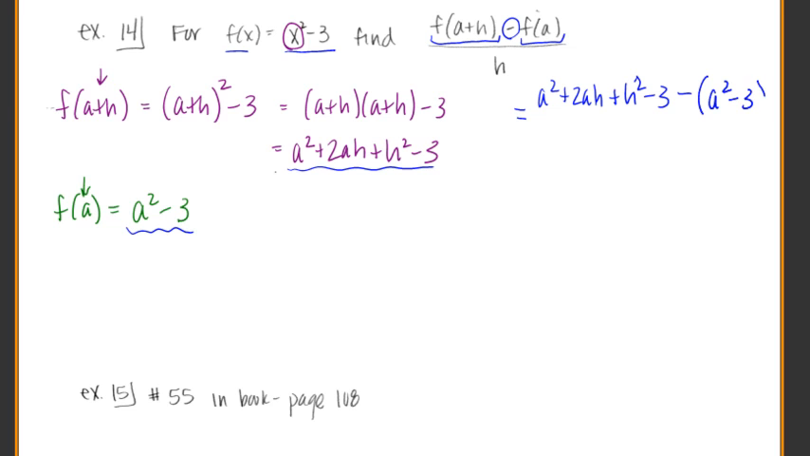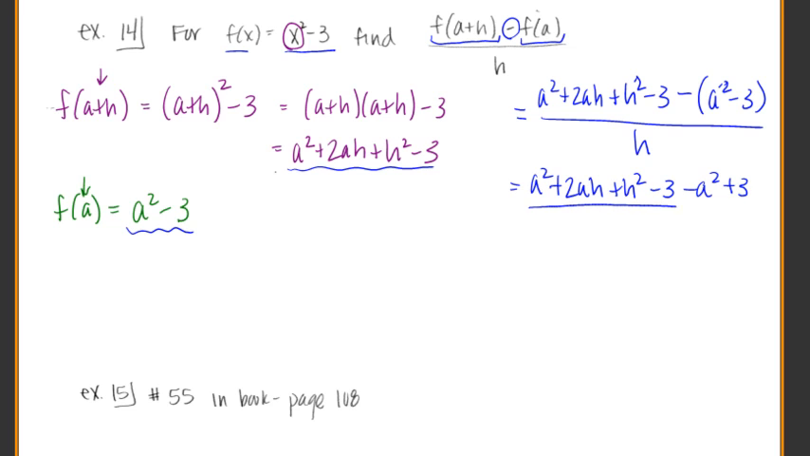There's a couple things here, so I'm going to put it in parentheses, but I'm about to put two terms behind a minus sign, so I want to make sure I subtract all of it. And then all divided by h. So let's just clean up the top, and that's about it. So a squared plus 2ah plus h squared minus 3 minus a squared plus 3 all over h.